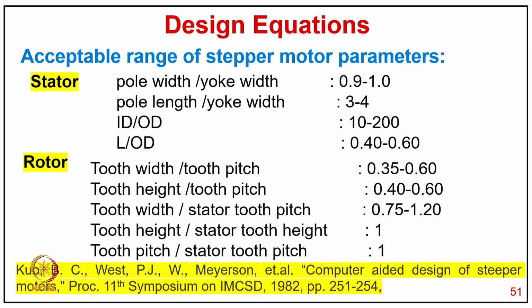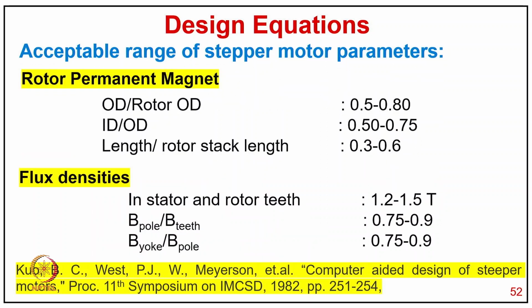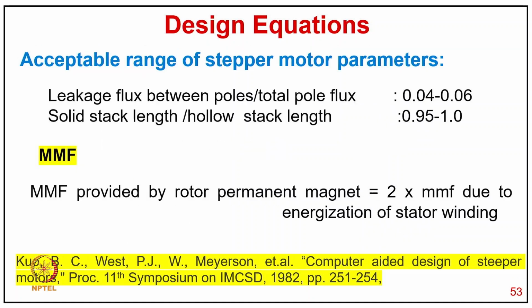Now, the acceptance edge for a stepper rotor per magnet: rotor OD upon OD equals 0.5 to 0.8, ID upon OD equals 0.5 to 0.75, length of the oblique rotor stack length 0.3 to 0.6, and flux density in stator and rotor teeth 1.2 to 1.5 Tesla, and B pole to B teeth 0.75 to 0.9, and B yoke to B pole equal to 0.75 to 0.9.